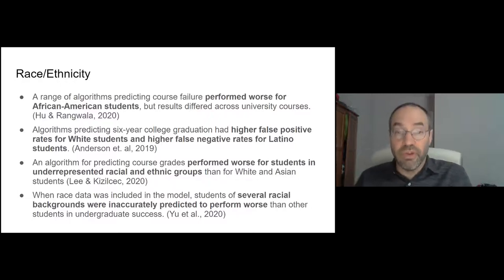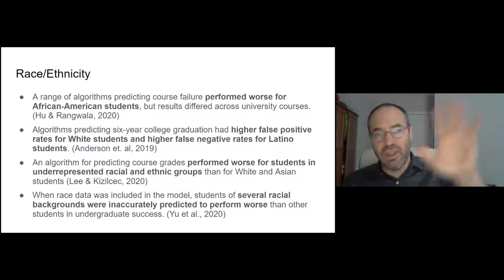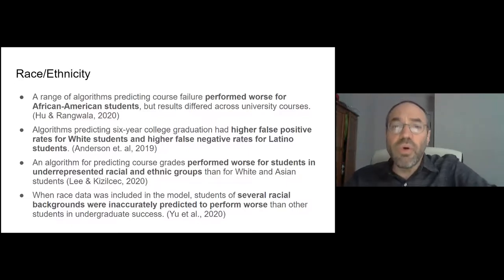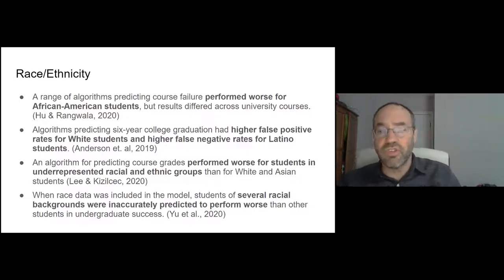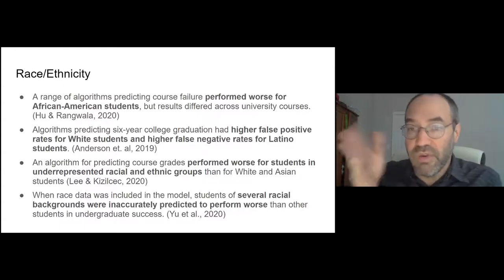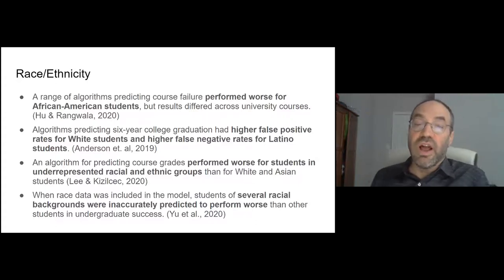In terms of what's been published, I'm going to give a quick review. This is from Aaron and my paper. It's up on EdArchive, it's under review. So we reviewed the extant literature on algorithmic bias. We found that in terms of race and ethnicity, there were a few papers. For example, a range of algorithms predicting course failure performed worse for African-American students, but the results differ across university courses. Henry Anderson is in the audience right now. I hope I'm not misrepresenting your work, Henry.